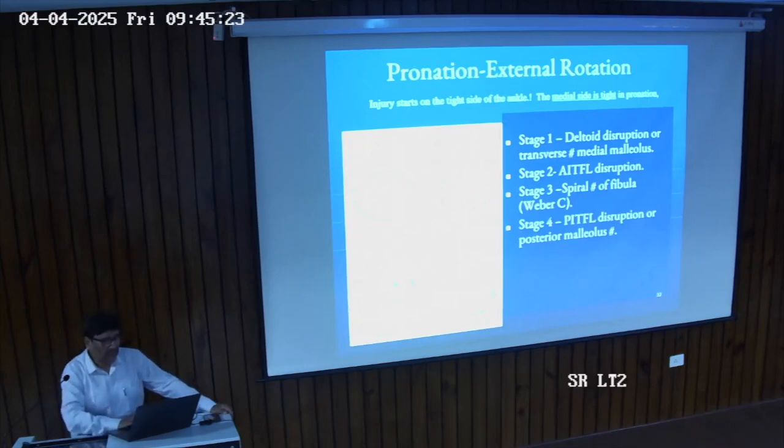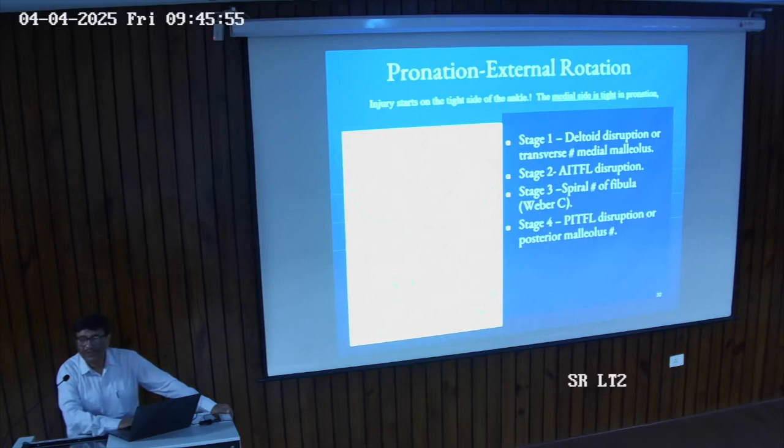So this is the ankle, medial malleolus, that is the fibula. Stage 1 would be a deltoid disruption or transverse fracture of the medial malleolus. Next, there will be AITFL disruption, anterior inferior tibiofibular ligament. This can fail. And stage 3 would mean a spiral fracture of the fibula. This spiral fracture of the fibula will be higher up, while in supination external rotation injury, we saw that it was a lower one.